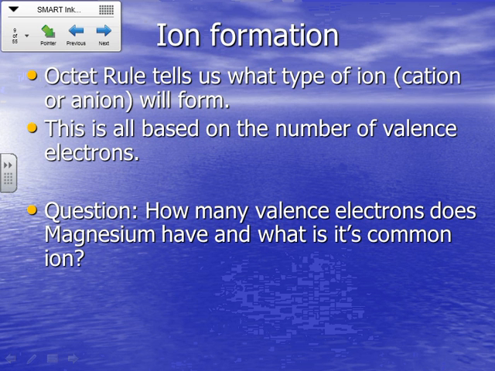Okay. So here's an example. We want to know how many valence electrons does magnesium have, and what is its common ion. That's just another way of asking what ion will magnesium most likely form. Okay? So how many valence electrons does it have, first of all? Magnesium has 2 valence electrons. Everybody following me on that part? Find magnesium on the periodic table. It's in group 2, so it has 2 valence electrons.